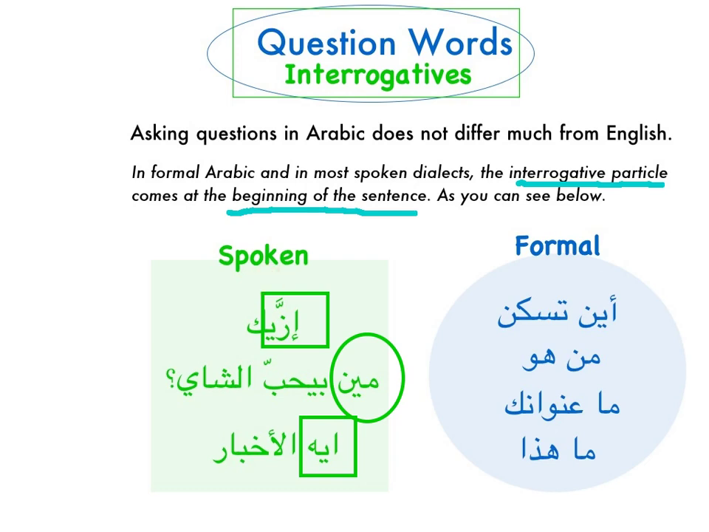You can see in spoken, just like in الفصحى, the question words come at the beginning of the sentence. ازيك, كاف is a subject, an attached pronoun, you. ازيك, مين, إيه, all came at the beginning of the sentence.